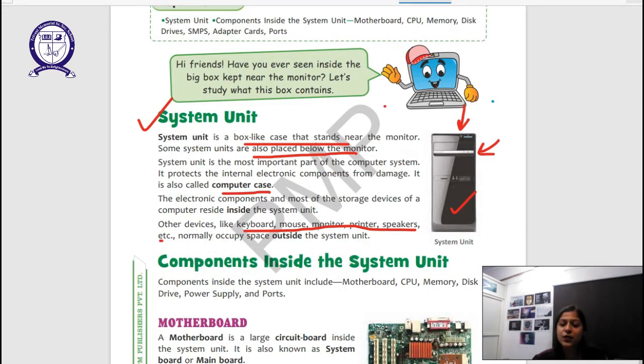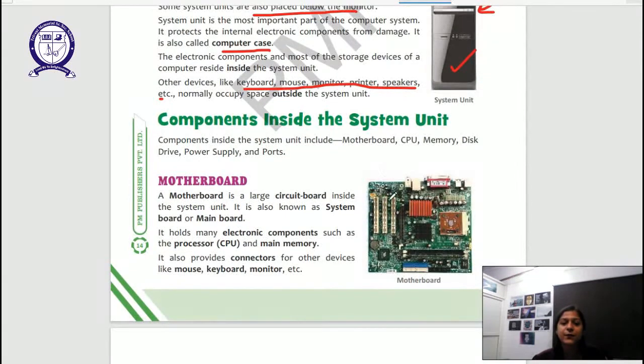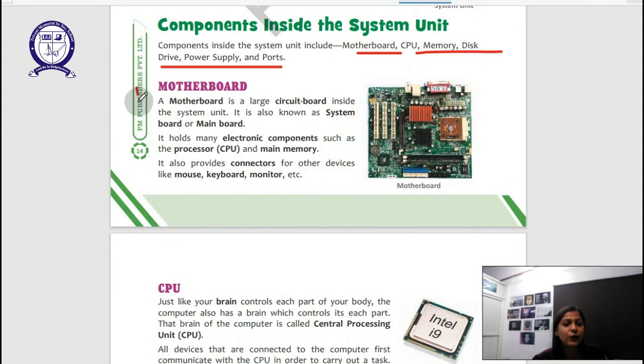Now we will study the components inside the system unit: motherboard, CPU, memory, disk drive, power supply and ports. These are the components of any system unit. Let's study the motherboard now.